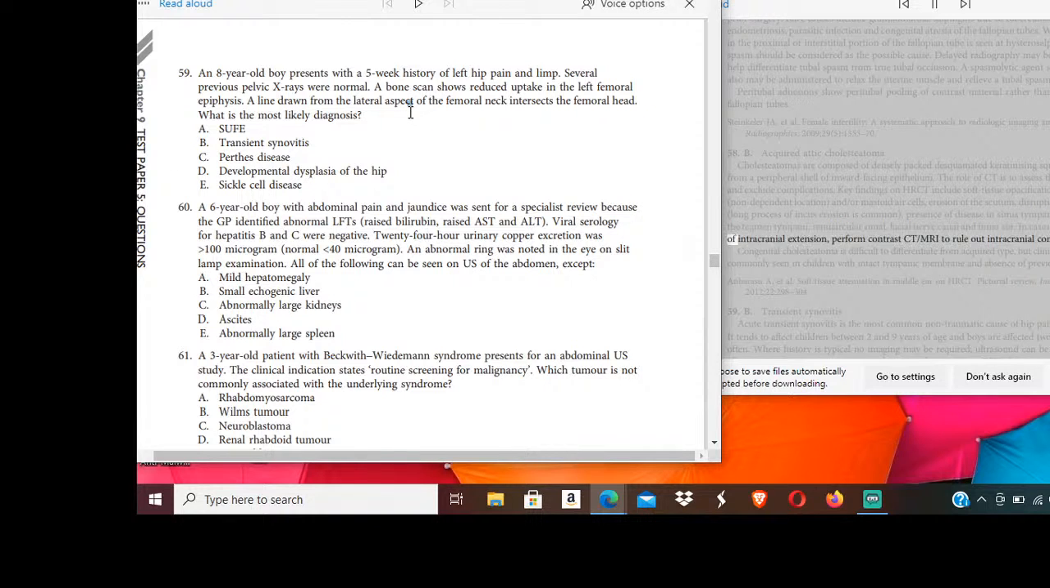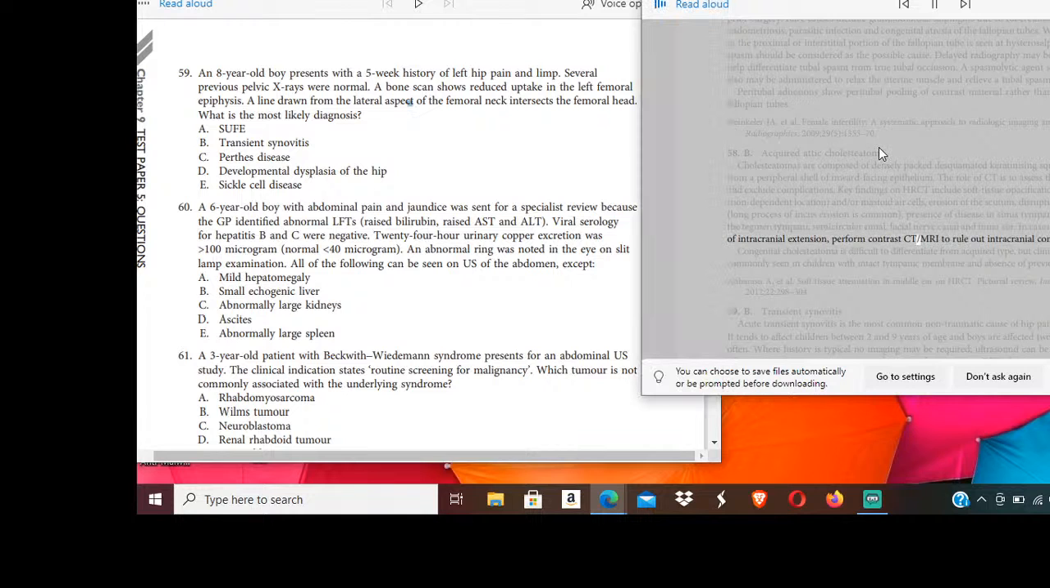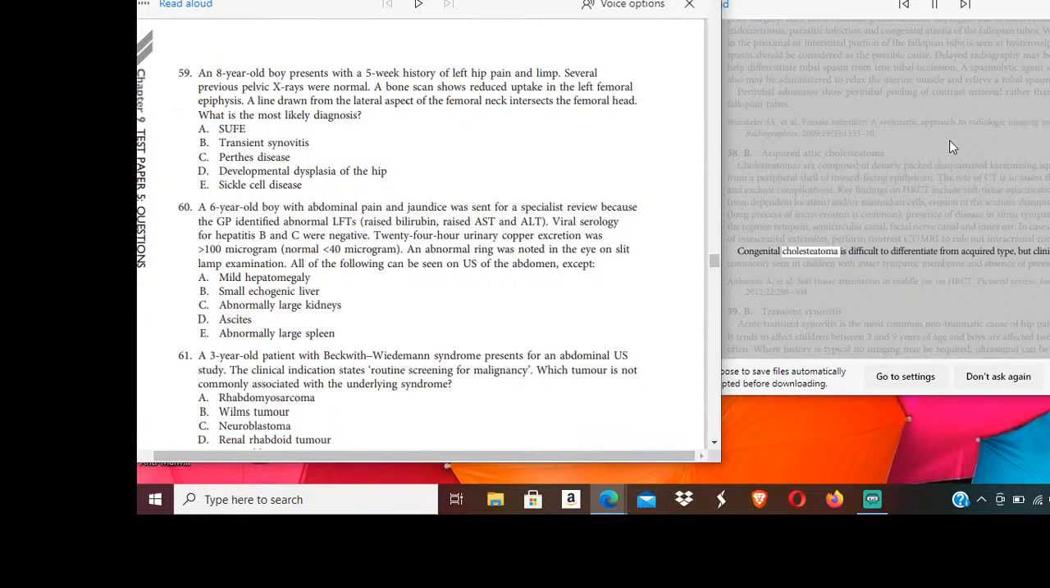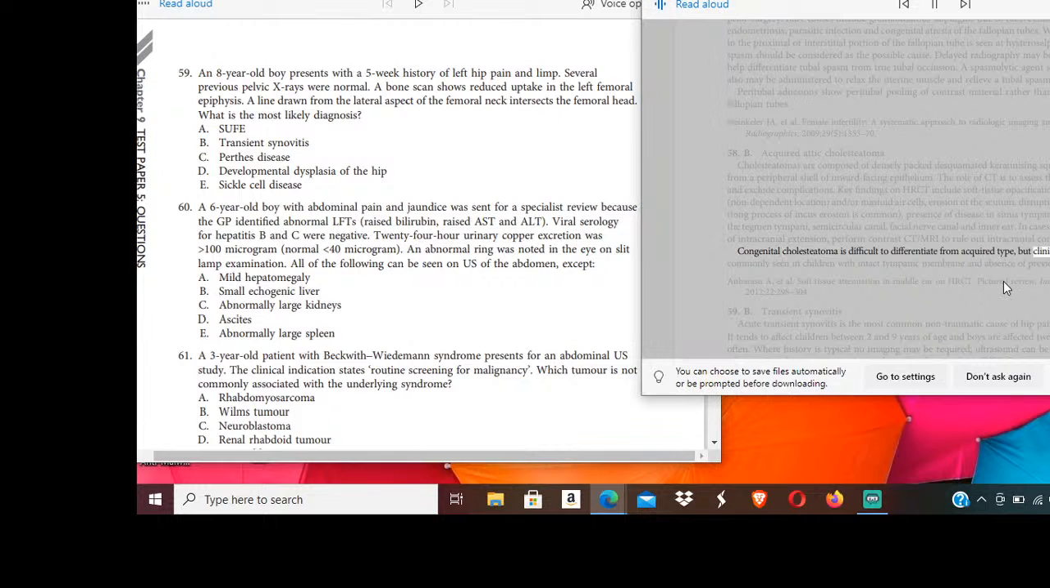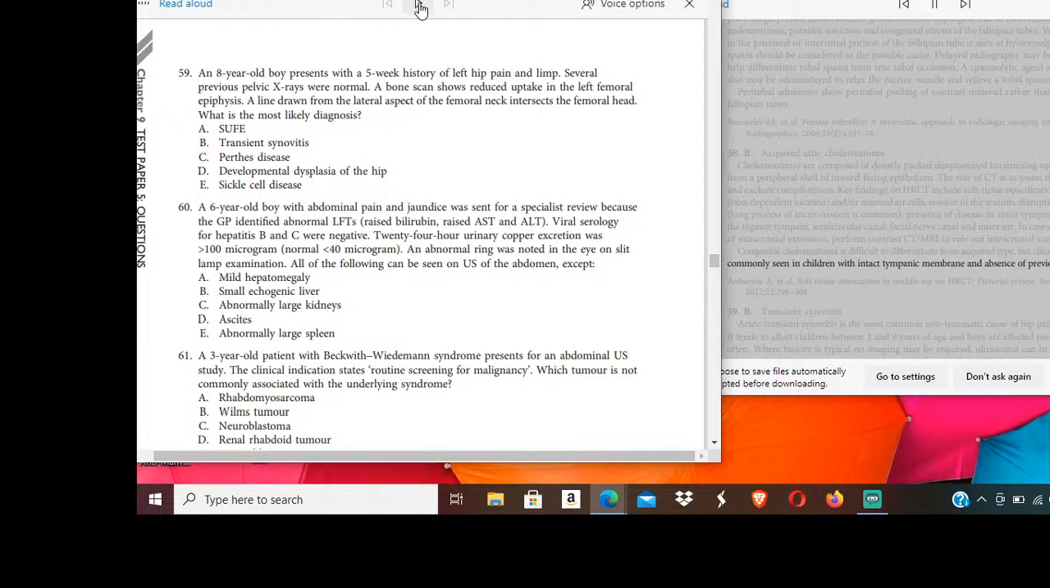In cases of clinical suspicion of intracranial extension, perform contrast CT/MRI to rule out intracranial complications. Congenital cholesteatoma is difficult to differentiate from acquired type, but clinical features help. It is commonly seen in children with intact tympanic membrane and absence of previous otologic disease.